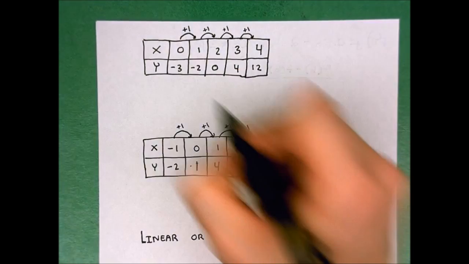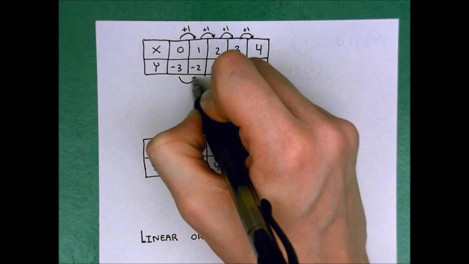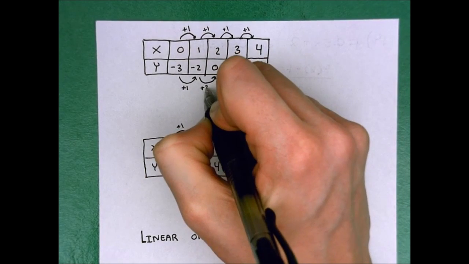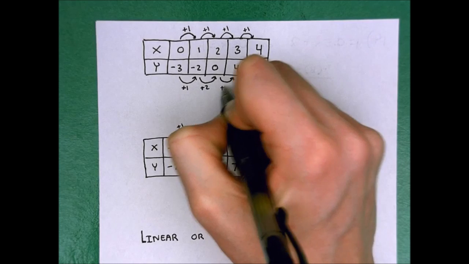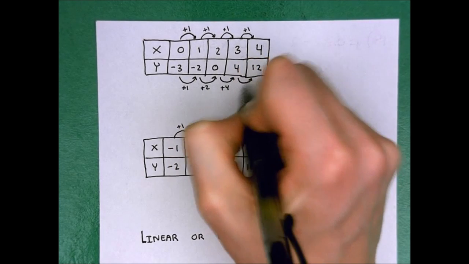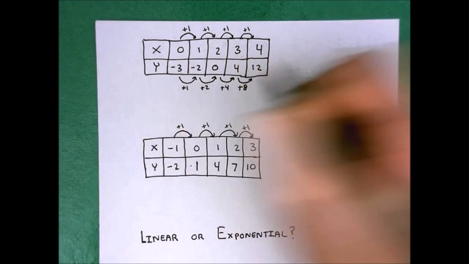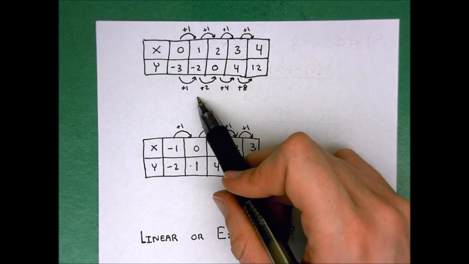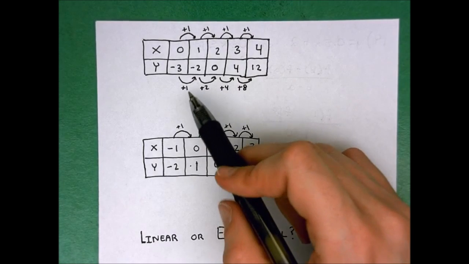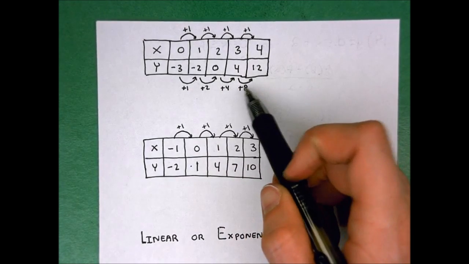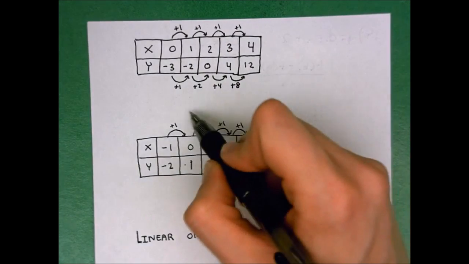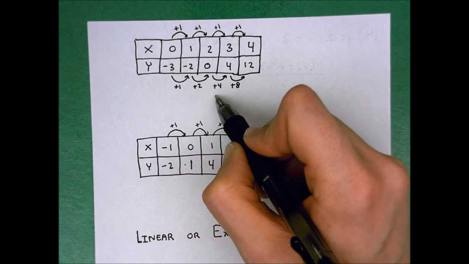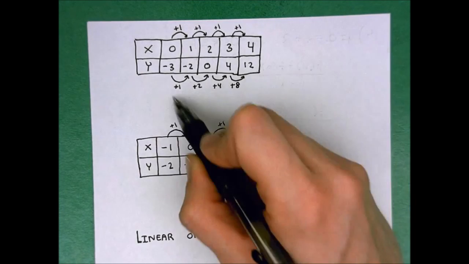So I'm going to be looking at my y. In the first table, my change in y, -3 to -2 is +1, -2 to 0 is +2, 0 to 4 is +4, 4 to 12 is +8. And I notice that my y is not growing at a constant rate or shrinking at a constant rate. I'm adding 1, then 2, then 4, then 8. And so it's not going to be a straight line, it's not going to be linear, because if it was linear, a straight line, it would have to have a constant growth, a constant rate of change.